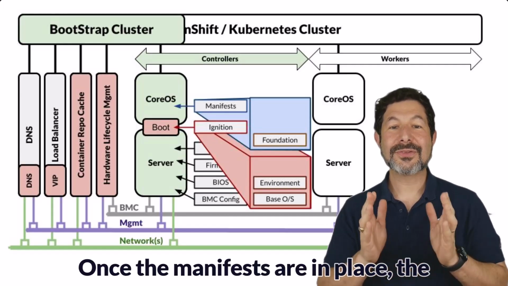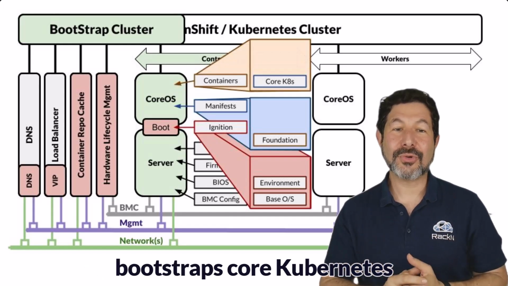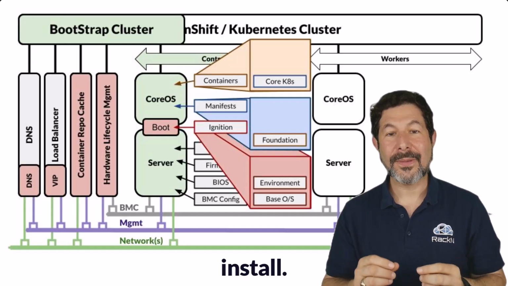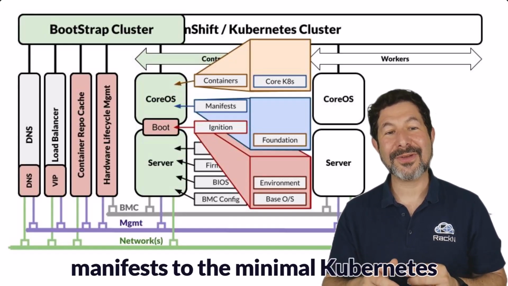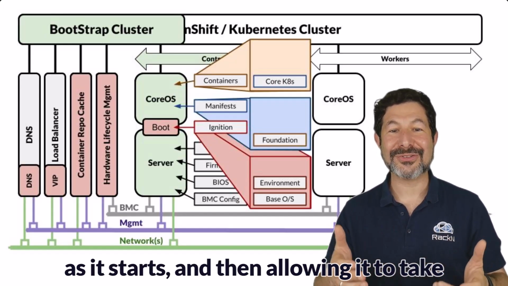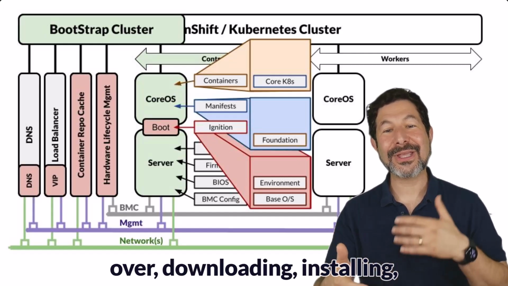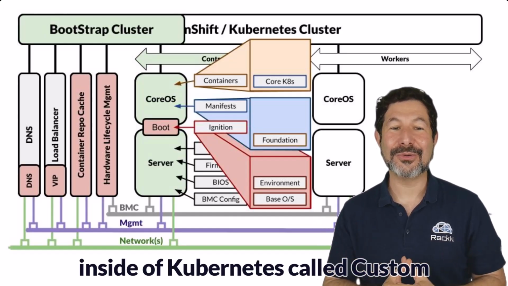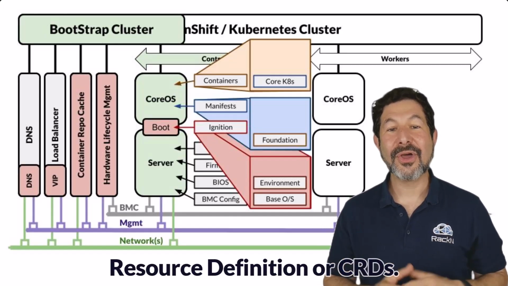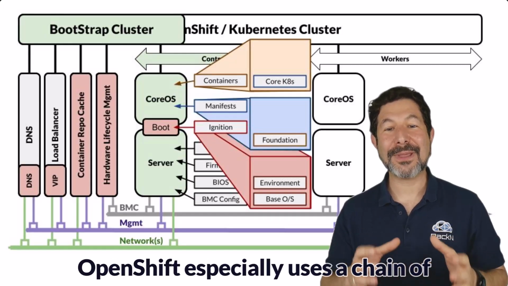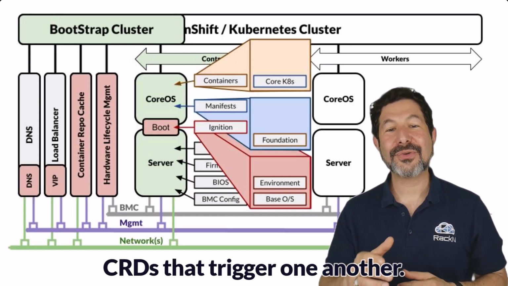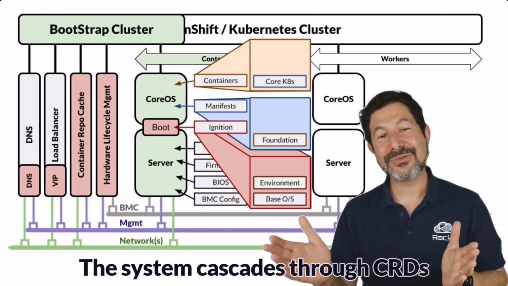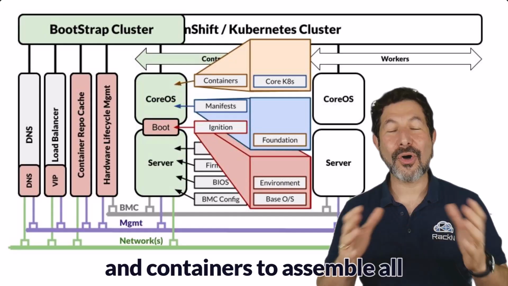Once the manifests are in place, the system downloads containers and bootstraps core Kubernetes infrastructure. Notice, none of this is a playbook install. It depends on you assigning correct manifests to the minimal Kubernetes as it starts, and then allowing it to take over, downloading, installing, managing, and connecting systems using an interconnection technique inside of Kubernetes called Custom Resource Definitions, or CRDs. OpenShift especially uses a chain of CRDs that trigger one another. Each CRD enables the next. The system cascades through CRDs and containers to assemble all required functions.